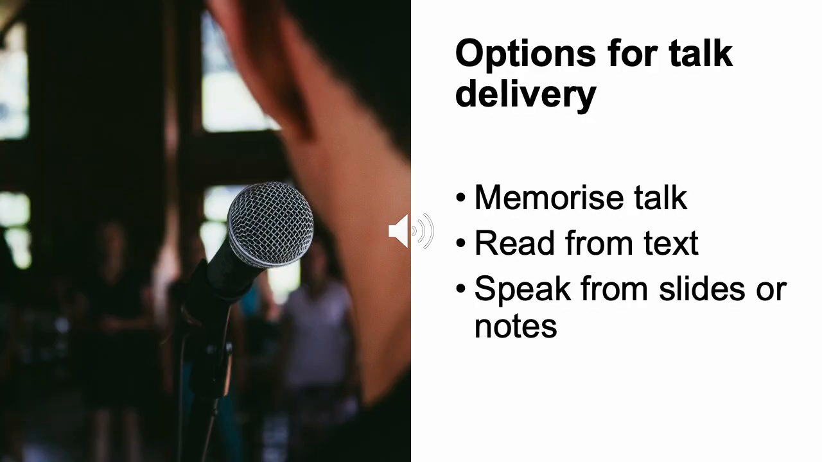So, options for delivering a talk. There are three main options for ways for you to deliver your talk. Memorise the speech. This allows eye contact, but can be quite difficult for long talks unless you're really good at this stuff. Read from text. This ensures precision but doesn't always sound too natural, and it does hinder eye contact.